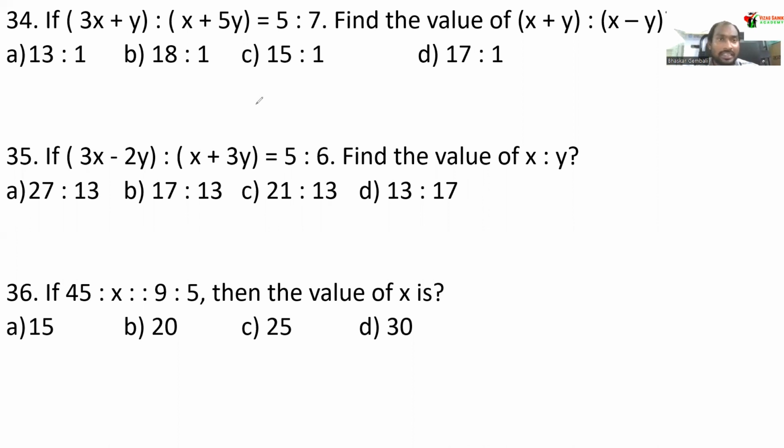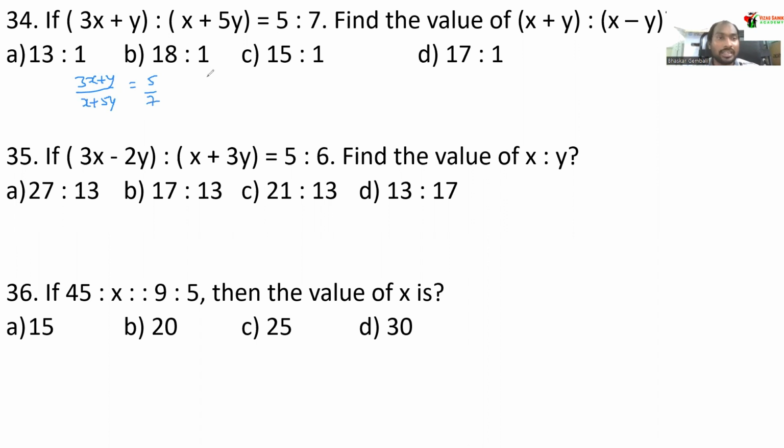So 3x plus y is to x plus 5y equal to 5 by 7. Now find the value of x plus y is to x minus 5. And first to find that, we will find out x and y. Now substitute those values here.